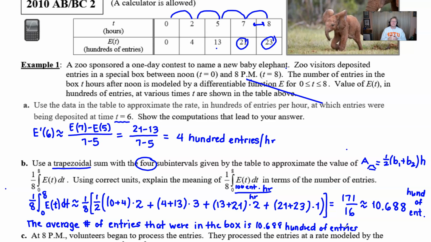You could say that, time 0 and time 8 hours, or if you model it by the fact that time 0 is noon and time 8 is 8 p.m., you could just simply say between noon and 8 p.m. And that gives you a nice description of what's happening with this problem. Very good explanation there using the NUT.